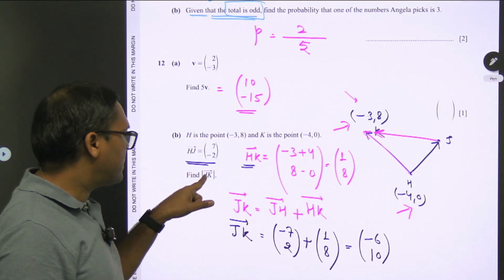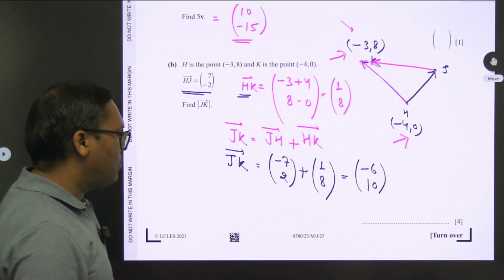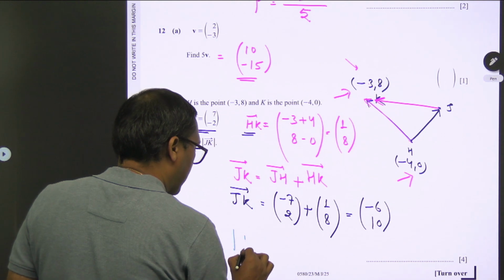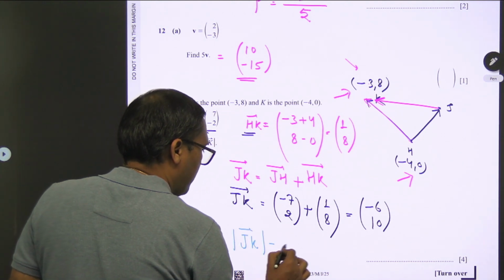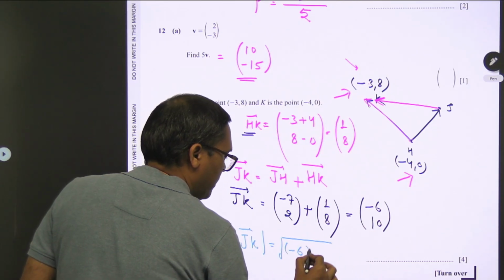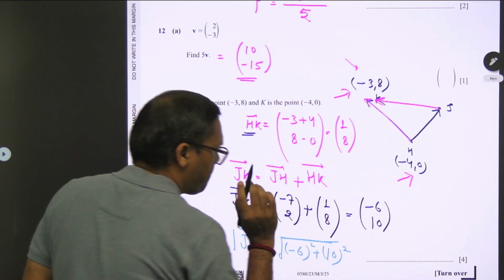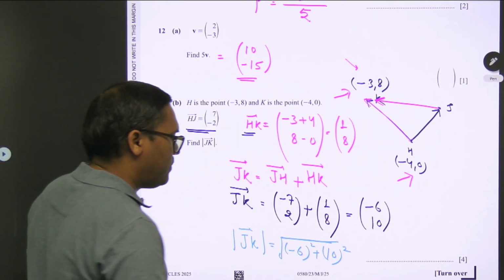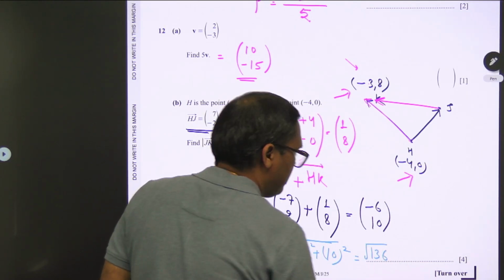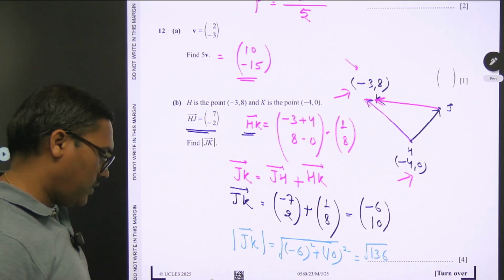Now question is, what is the magnitude of JK vector? Now if you have to find magnitude, we know how to write the magnitude of the vector. You can directly say, magnitude of JK vector is equal to under root of x square, that is minus 6 square, and this is 10 square, which is this. I hope this is clear. So what is the answer for this? This is 36 and this is 100. This is root of 136. So let's check the answer for this. That is question number 12.